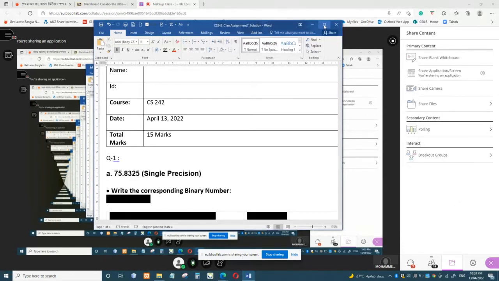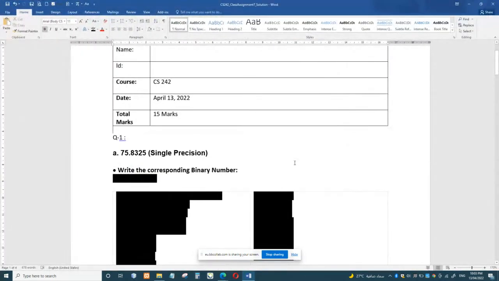Okay. So let's start with our first problem, question number 1. This is a floating point number. Can you see all of them? All of you, can you see? Yes, Doctor. Okay. So this is the first problem. This is a fractional number, not an integer number: 75.8325.